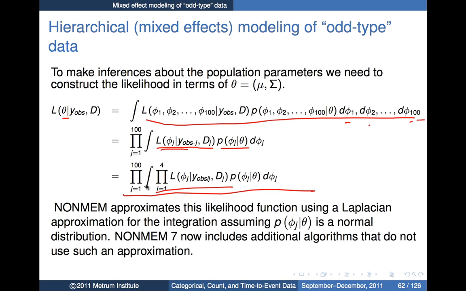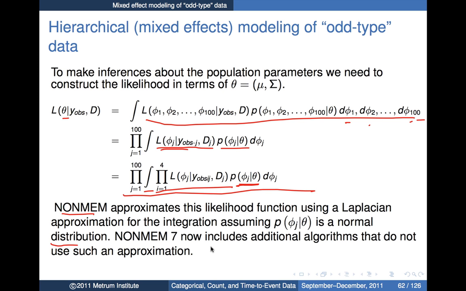So to do that, we have to deal with the integral. Now classically, the way we've dealt with that in population modeling in pharmacometrics is using NONMEM, which approximates, or NONMEM 6 and before approximate that likelihood using a Laplacian approximation for the integral. And it assumes that all of these p of phi j given theta distributions are normal. So that's the approach that was used.